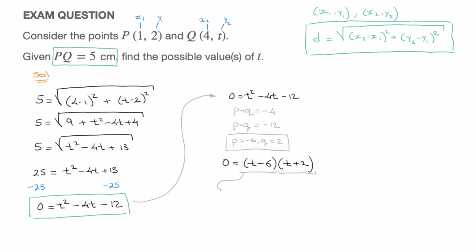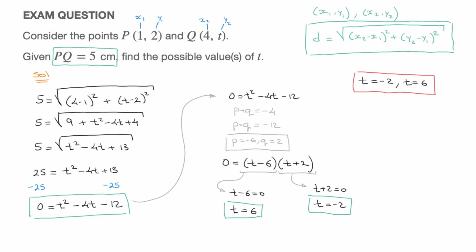And so if this first pair of parentheses equals 0, that would mean that t minus 6 equals 0, which quickly leads us to the possibility that t can equal 6. And if the second pair of parentheses equals 0, well, that would mean that t plus 2 equals 0, which would mean that t must equal negative 2. And these two values of t are the two solutions to this exam question. Indeed, the point Q we have here could have coordinates 4, 6, or 4, negative 2. And so as our final answer here, we could write t can equal negative 2, or t can equal 6. And we could go ahead and box that in red. There we go. And there we have it.